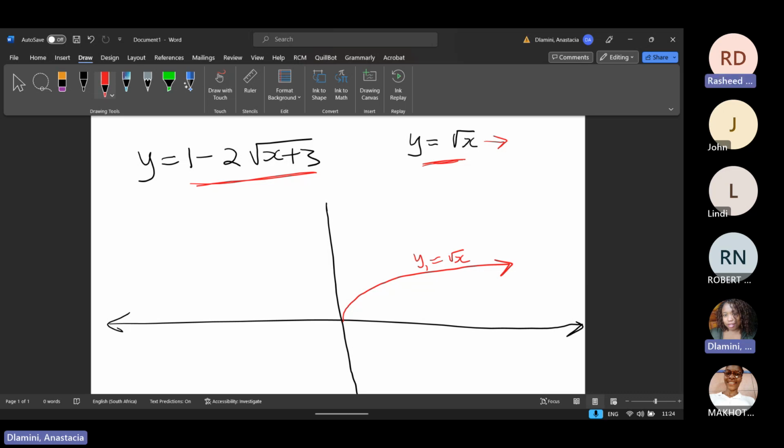You should shift it 2 units up. It'll be y equals square root of x plus 2. No. Wrong. Try again.